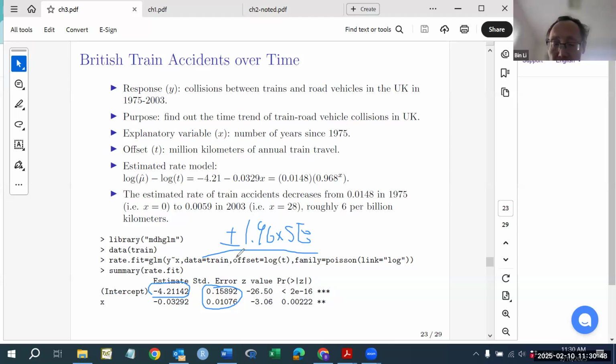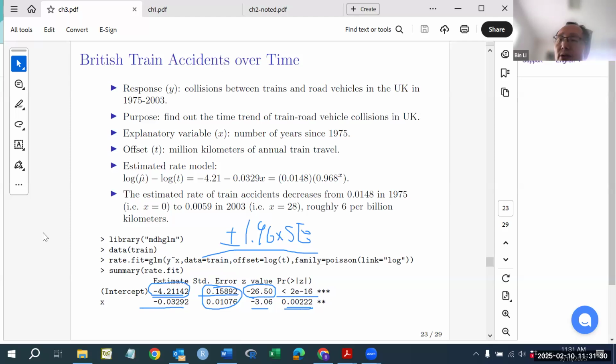We can also do the hypothesis test. The test is just the point estimate divided by the standard error, which is the ratio shown here. Under the null assumption, this follows approximately a standard normal, and this is the corresponding p-value. So the intercept is highly different from zero, which is obvious, and the slope is significantly different from zero, because the z value and p-value are significant. That's the Wald test approach.